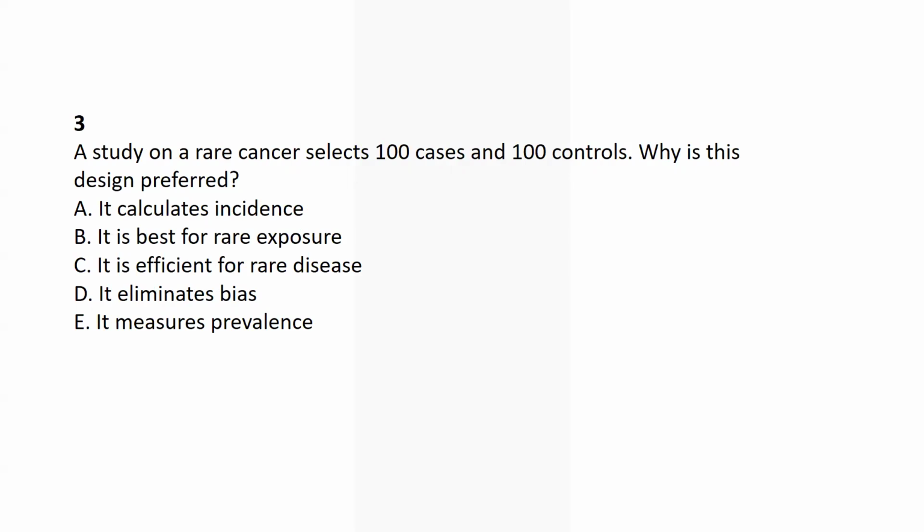Question number 3. A study on a rare cancer selects 100 cases and 100 controls. Why is this design preferred? Option A, it calculates the incidence. Option B, it is best for rare exposure. C, it is efficient for rare disease. D, it eliminates bias. And E, it measures prevalence. C. Yes, C is the right answer.